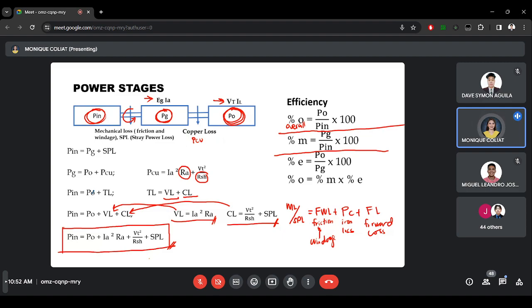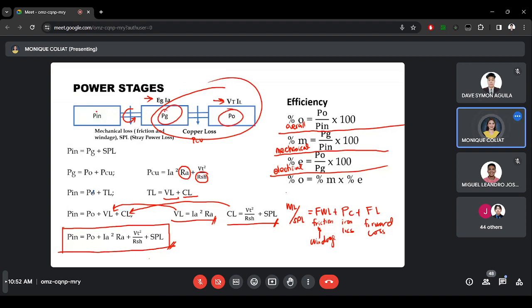Where is the mechanical part? This one. So that means your mechanical efficiency is PG over PN. Okay. Then for the electrical part, saan galing ang electrical part natin? Nasaan ba siya? Ito. So PO over PG.